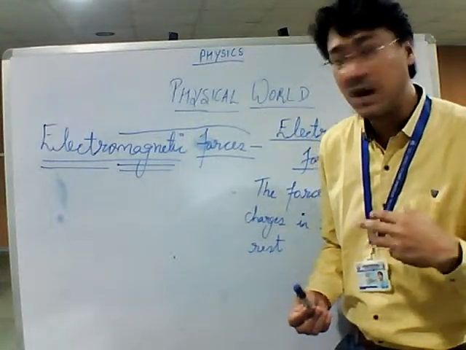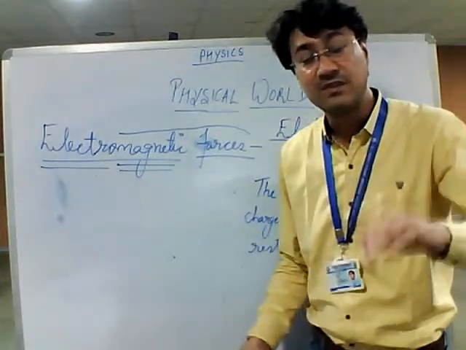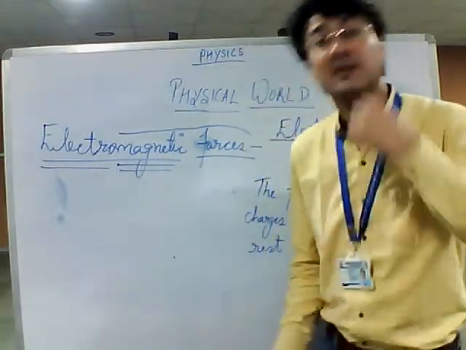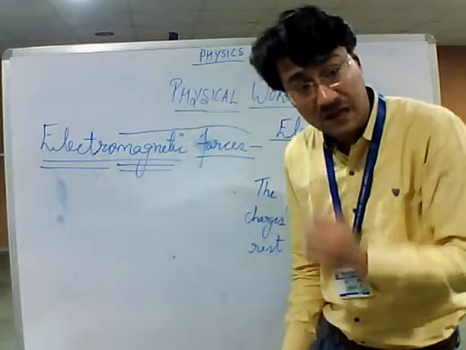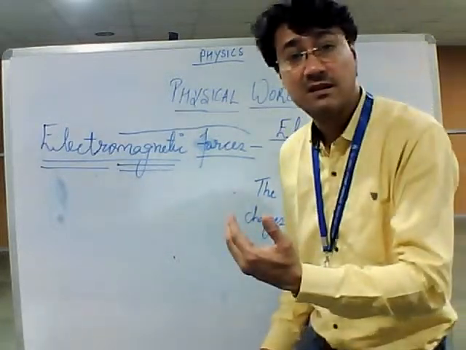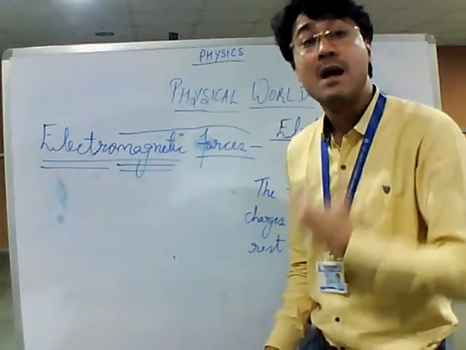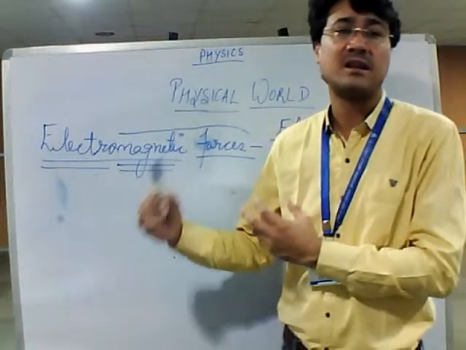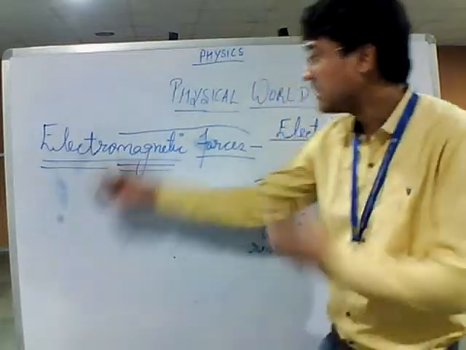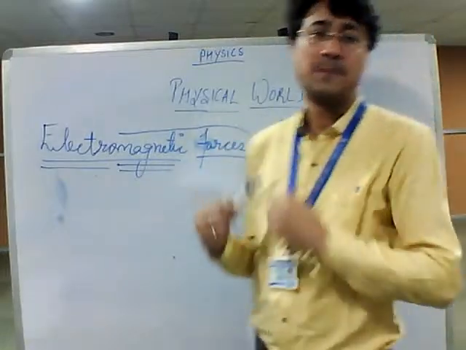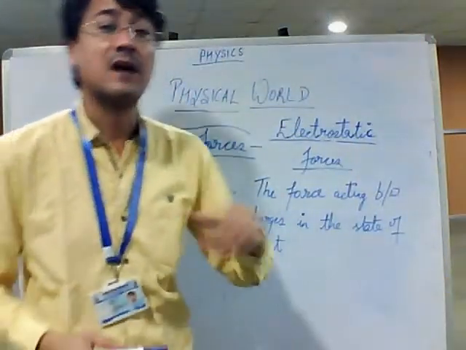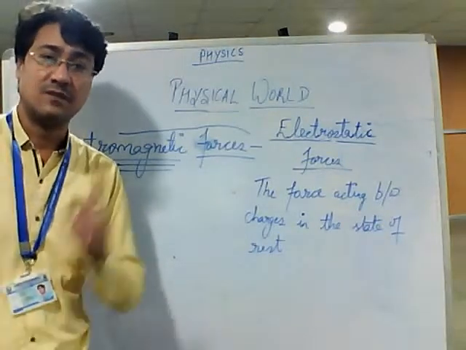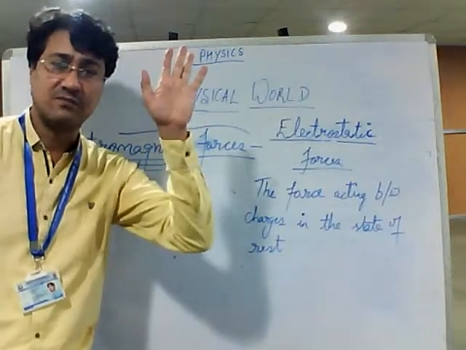Got it? So the two parts are electrostatic, the force acting between charges in the state of rest, and magnetic, the force acting between magnetic materials. As well as if the charge is in motion, it will show magnetic properties and would show forces with magnetic particles. And hence they are termed as electromagnetic forces. And electromagnetic forces are also greater than the gravitational force. So the weakest force is the gravitational force.